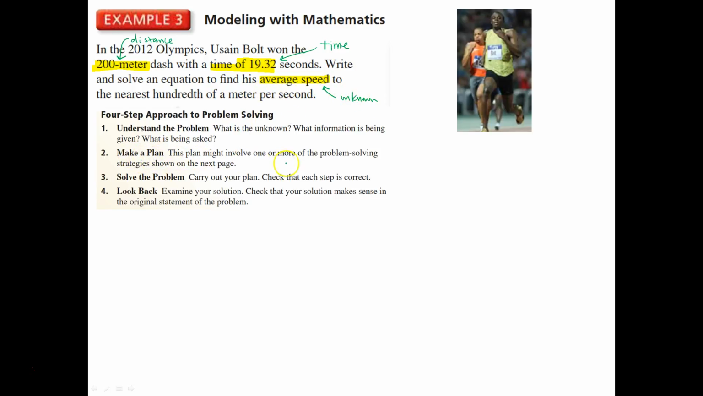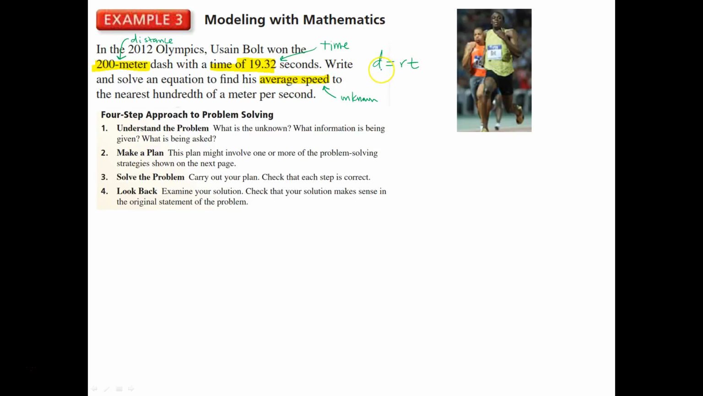So let's make a plan. Let's see. We got distance and time, and we'd like to know the speed. Let's see. If only there was some equation that involved distance and time. Oh wait, I remember one. D equals RT. Distance equals rate times time. This one has a rate, not speed. Oh, rate and speed are the same thing.